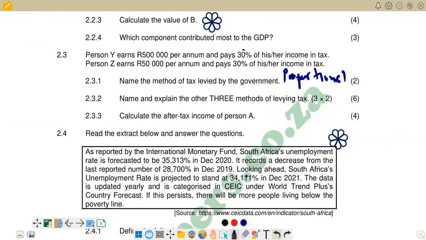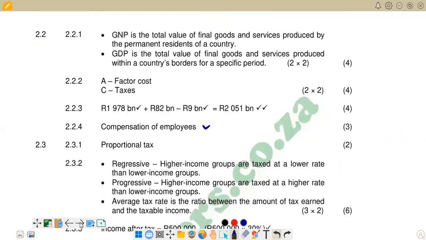The next question is saying name and explain the other three methods of levying tax system. So we have a narrative in terms of the others that we have. We've got the regressive. So regressive is explaining like what I was explaining, that higher income groups are taxed at a lower rate than lower income groups. Then we go to progressive. Higher income groups are taxed at a higher rate than lower income groups. So progressive is sort of fair, like I was explaining, that when you are earning a lower income, you are also charged a lower tax rate, which is fair.